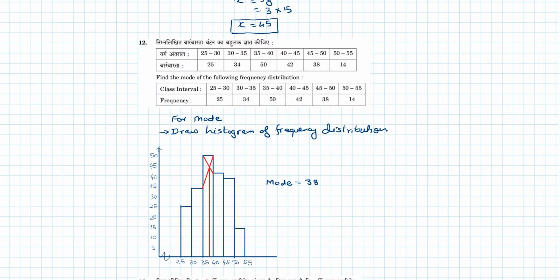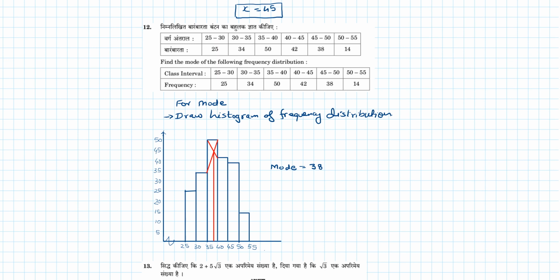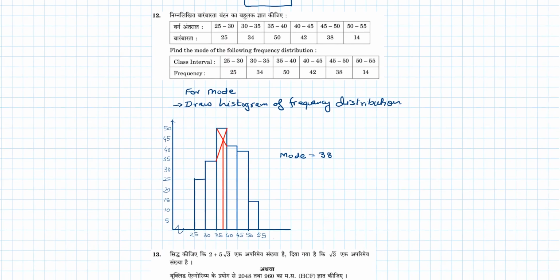Now let us come to the question number 12, which is basically related to finding the mode of a frequency distribution. जब हमें इस तरह क्लास इंटरवल और फ्रीक्वेंसी दिया होता है, so the way to find the mode of this frequency distribution is by drawing the histogram. तो हमने क्या किया है, यहाँ हिस्टोग्राम ड्रॉ किया है.